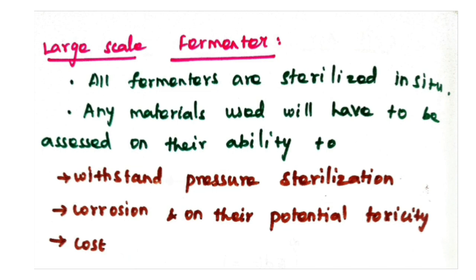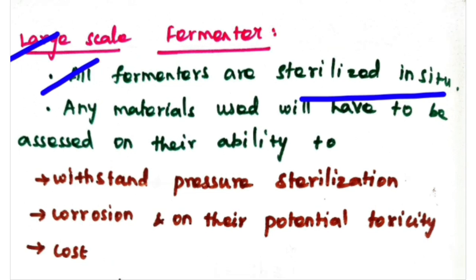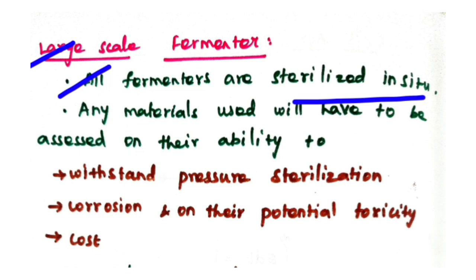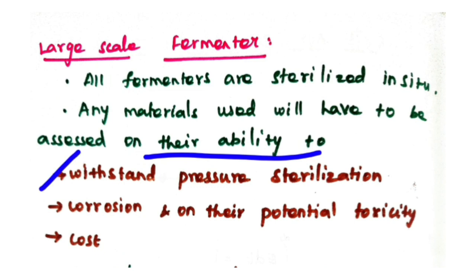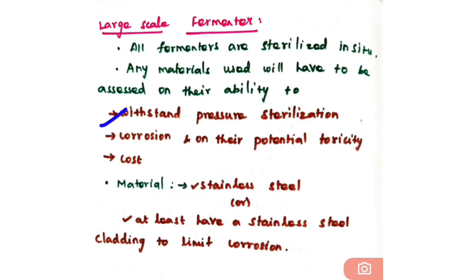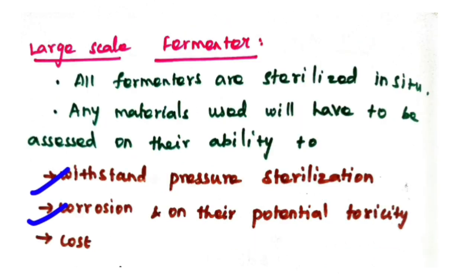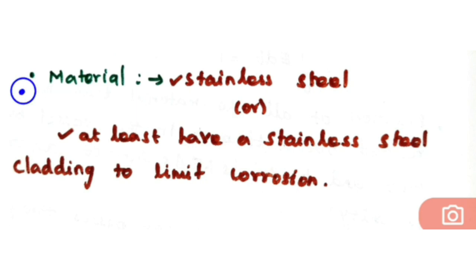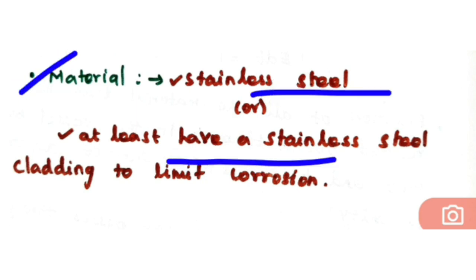In large scale fermenter, all fermenters are sterilized in situ. That is, you will sterilize your fermenter without taking it apart. That is, you will sterilize in the same place. Okay, so any materials used will have to be assessed on their ability to withstand pressure sterilization. Okay, so this material should withstand pressure sterilization, then corrosion, then their potential toxicity, then the cost should be minimum. Large scale fermenters are made of stainless steel or at least have a stainless steel cladding to limit corrosion.